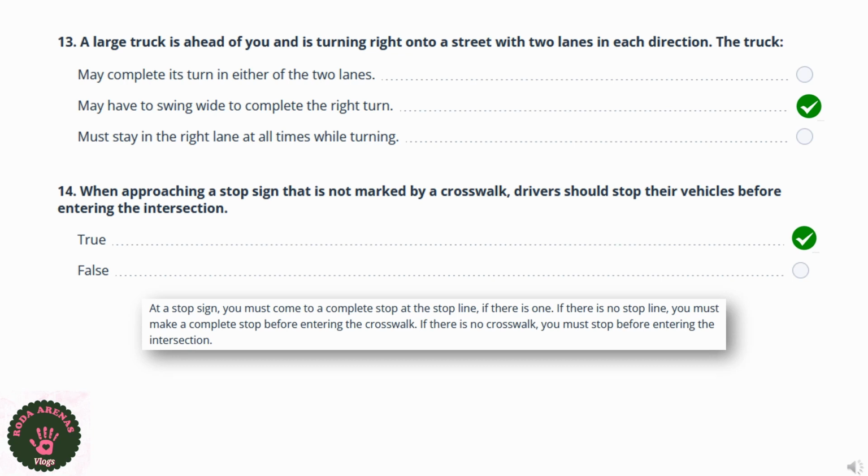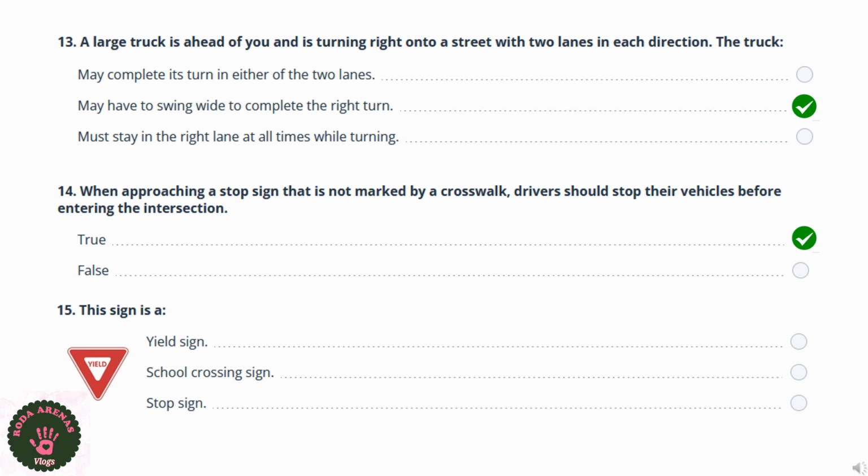Note, at a stop sign, you must come to a complete stop at the stop line, if there is one. If there is no stop line, you must make a complete stop before entering the crosswalk. If there is no crosswalk, you must stop before entering the intersection.